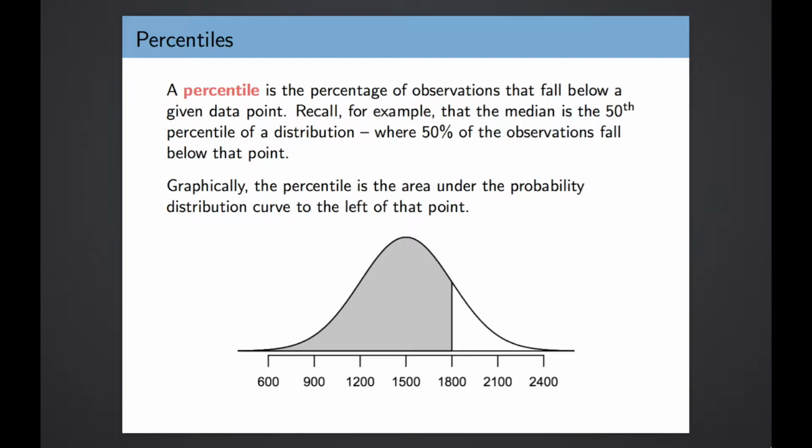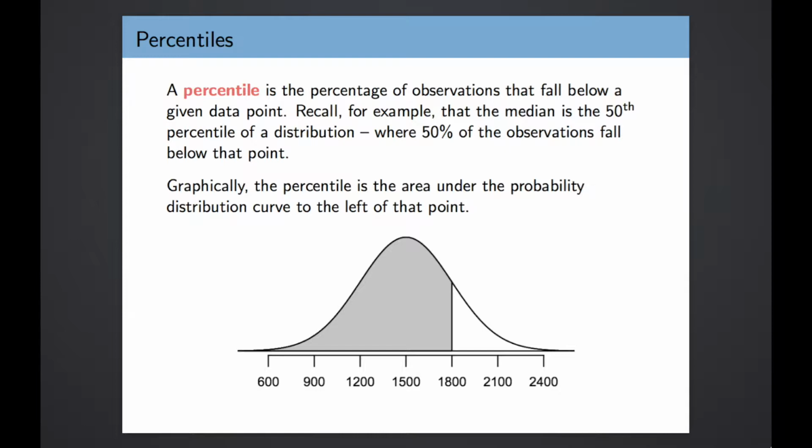In graphical terms, the percentile is the area underneath the probability curve to the left of the point that we're looking at. So in the distribution that is on the slide right now, we are looking at the percentile at the observation 1800. So what percent of the observations are below that point? In this case, about 84% of the observations fall below 1800, so 1800 is at the 84th percentile.